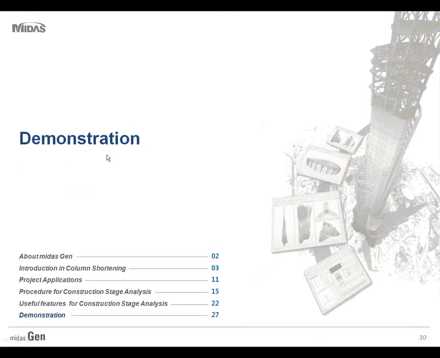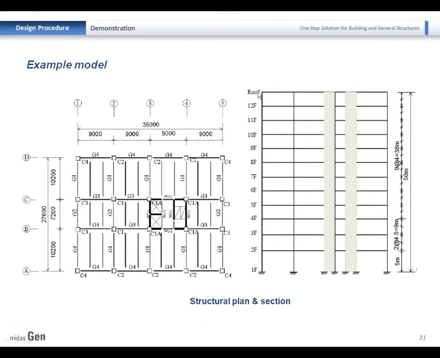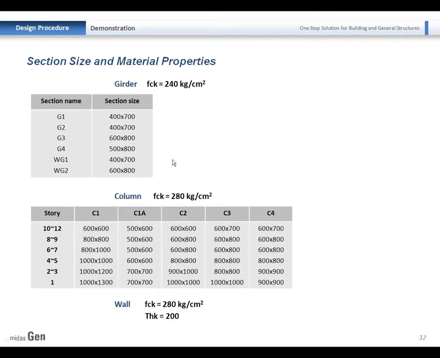Then I just explained the desired steps and useful features for the construction stage analysis. Then I would like to show you which data we need to enter and how we can do it with Midas Gen. Before we go to the program, let's see the example model in detail. This is the 12-story building. In the RC structure, you can see the section size and materials.